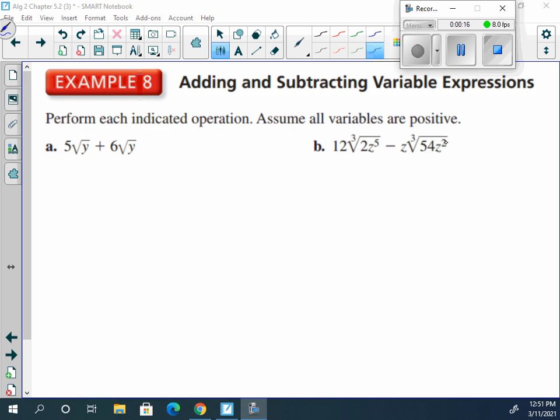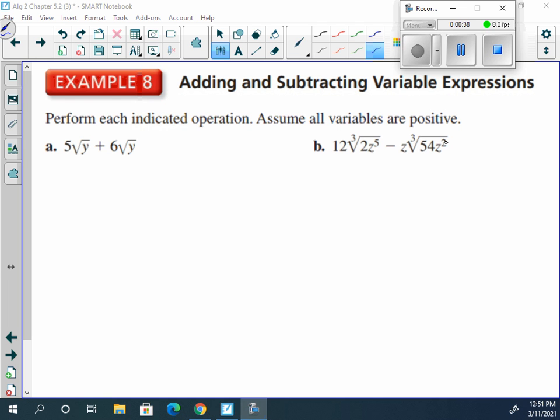We talked about A yesterday, and we saw that 5 times the square root of y plus 6 times the square root of y is 11 square root of y. We can add those together. Now, B, on the other hand, because the radicals do have the same index, but what's inside of them is not the same, we can't just add them. So we need to simplify these down.